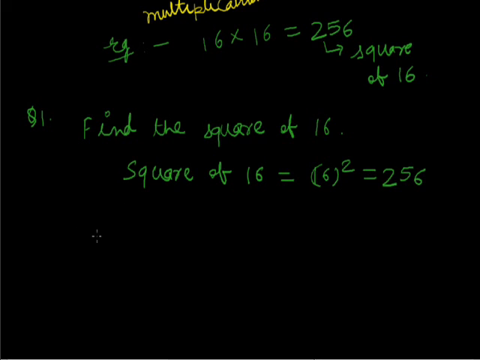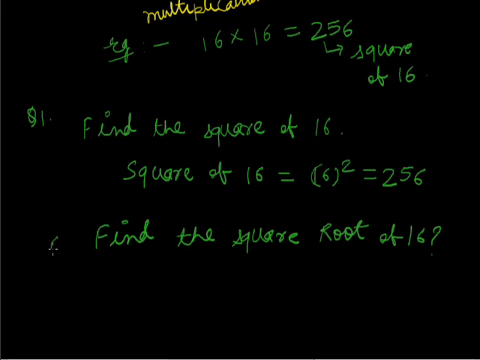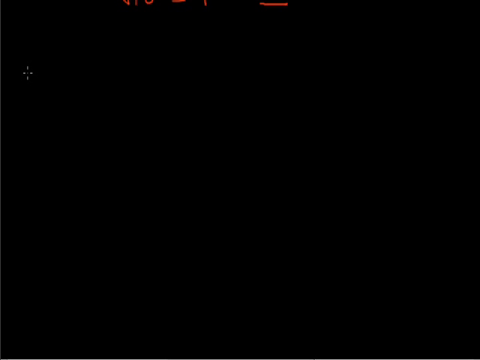Now if the same question is asked as find the square root of 16, these two questions differ in the language of square and square root. Check it: the square root of 16 gives you 4. The square of 16 gives you 256. The square root of 16 gives you 4.